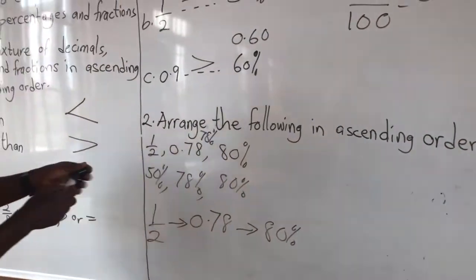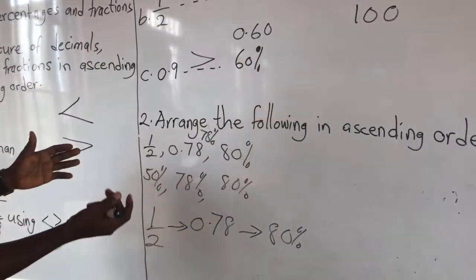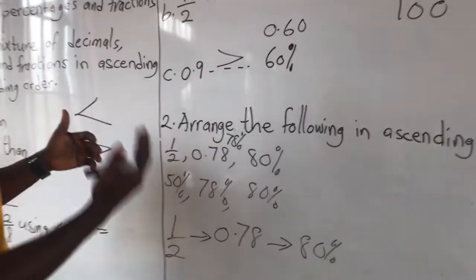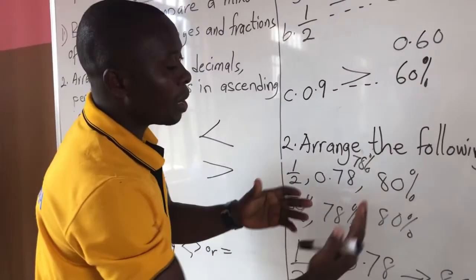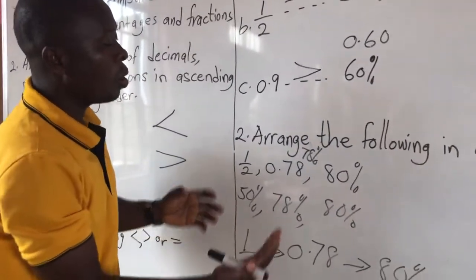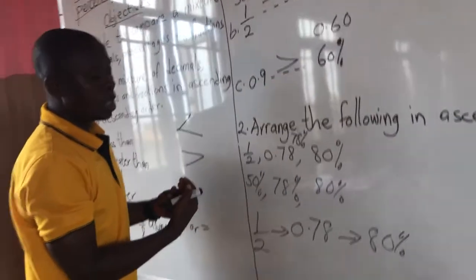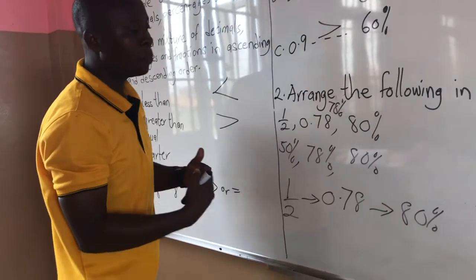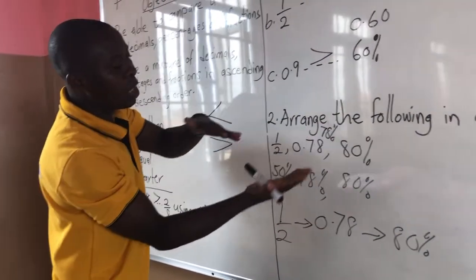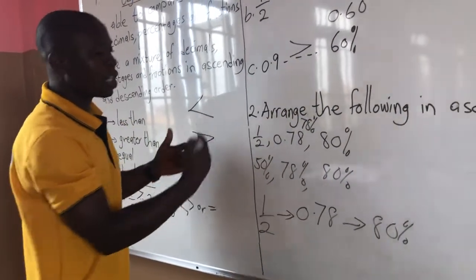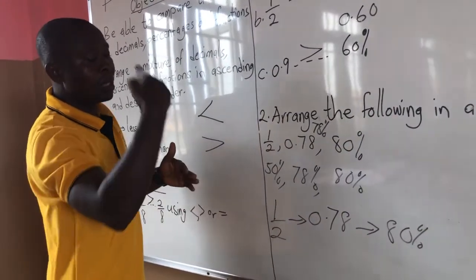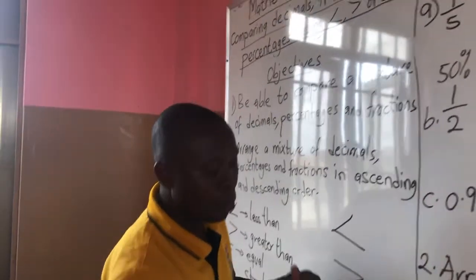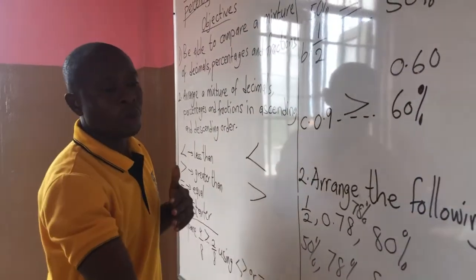so when we are asked to compare a mixture of decimals, fractions, and percentages, either we change all to percentage, then we compare, or we change all to decimal or fraction. Then we compare. In the same way, when we're asked to arrange either in ascending order or descending order, we change them to either percentage, decimal, or fraction, then we arrange them. If it's in ascending order, from the smallest to the biggest, and if it's in descending order, from the biggest to the smallest.